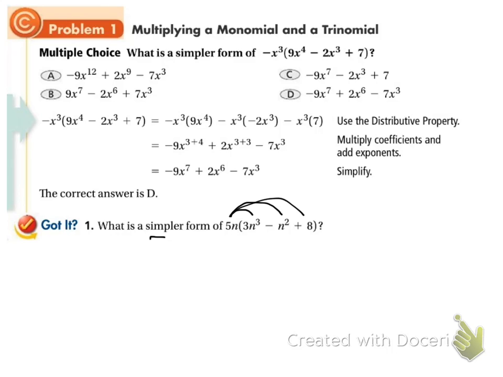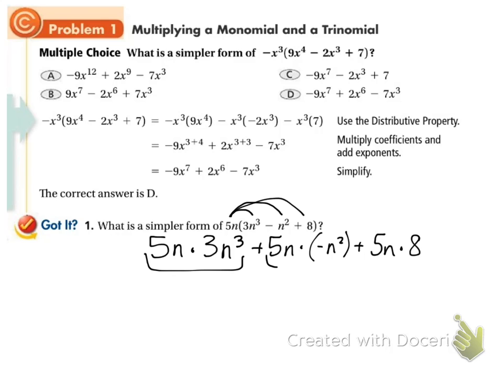Okay, so this is going to turn into 5n times 3n cubed plus 5n times the negative n squared plus 5n times 8. So each of these little problems here you have done before. Now it's just a matter of them being all in one problem together. So 5 times 3 is 15. And we've got n to the 1 times n to the 3rd, so that gives us n to the 4th, right? When we're multiplying, we add exponents.